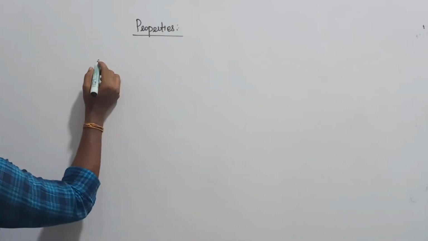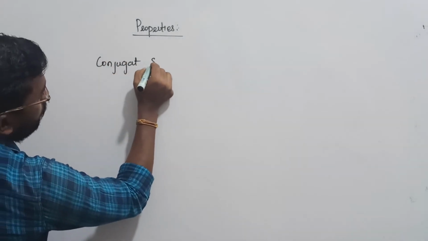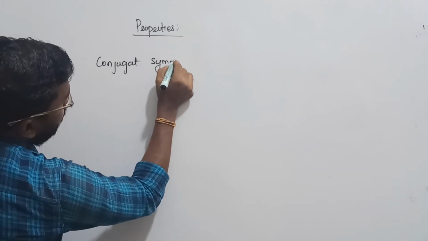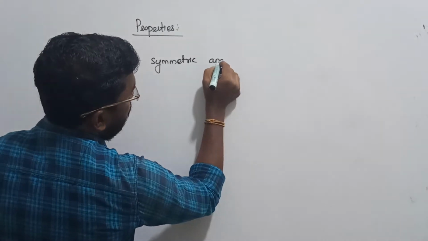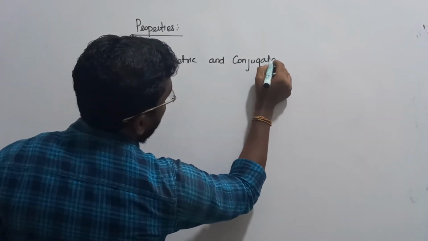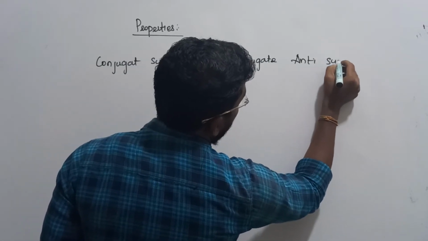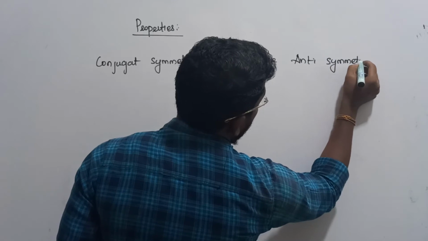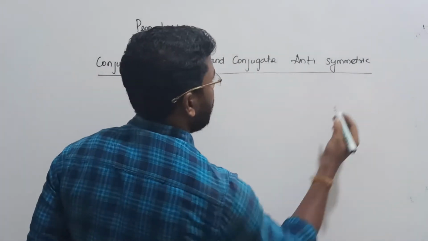So let us say conjugate symmetric. We are going to find out the properties of conjugate symmetric and conjugate antisymmetric. So we are going to discuss these two, conjugate symmetric and conjugate antisymmetric, right? Okay, now there is no big difference. It is same as our even and odd parts, right?